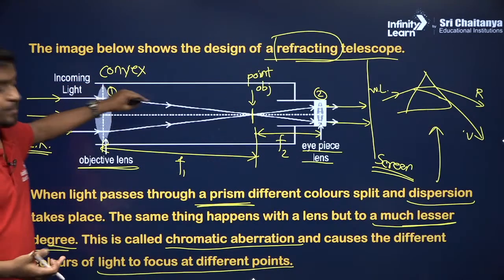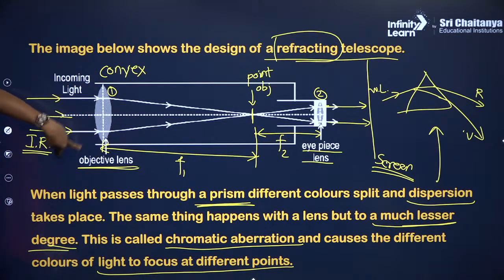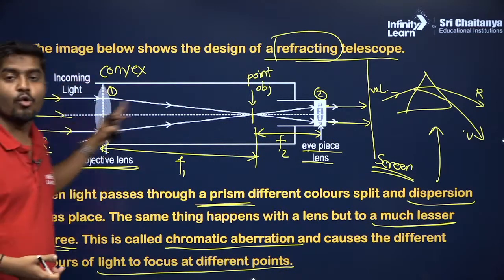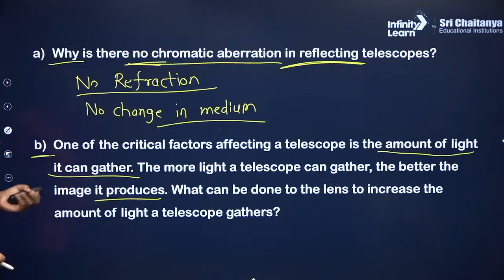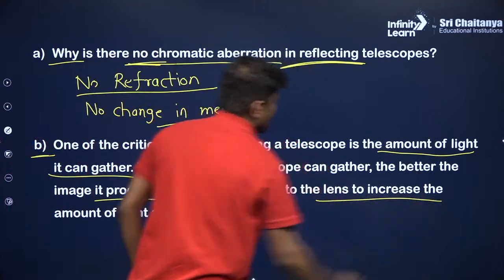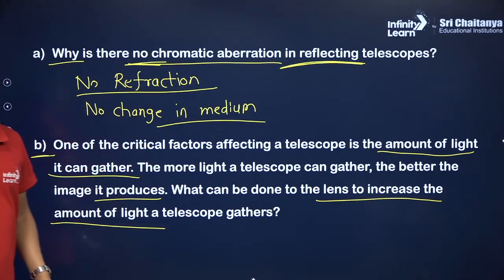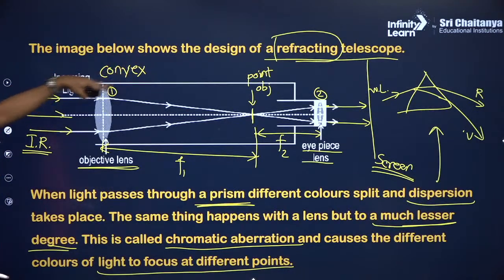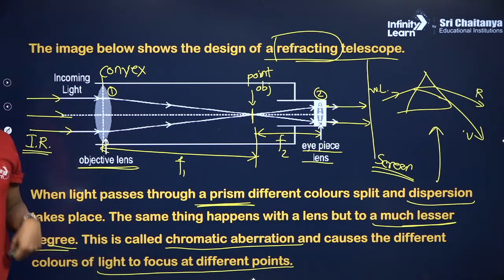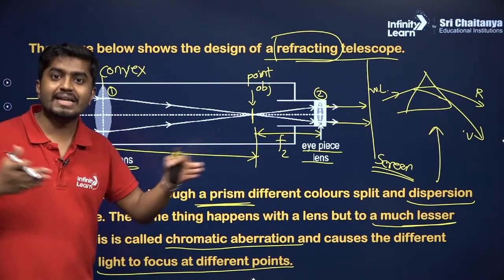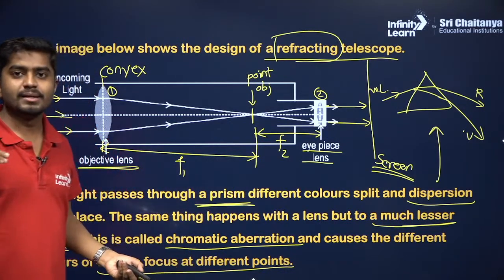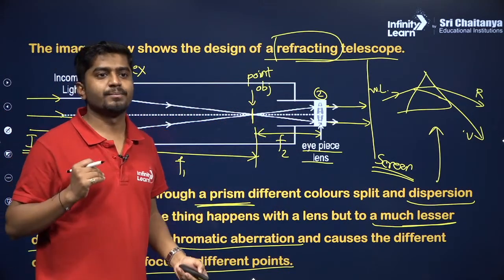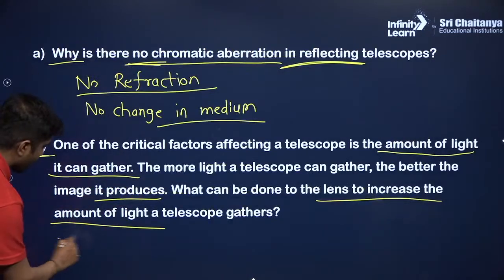And in this telescope, you can increase the size of the objective lens. If you increase the size of the objective lens, what will happen? More light can go through the telescope. So now, what can be done to the lens to increase the amount of light the telescope gathers? We are talking about a lens, so which telescope is it? It is our refracting telescope, this one. So we have to increase the diameter of the objective lens. If you increase the diameter, more light will go through it, and it can produce a better image. Clear? See, the answer is just one word or one sentence.